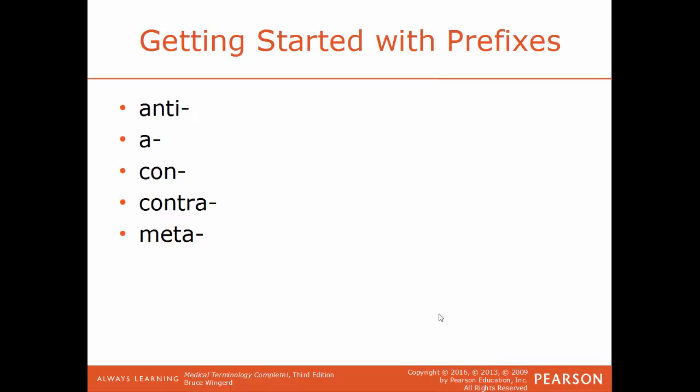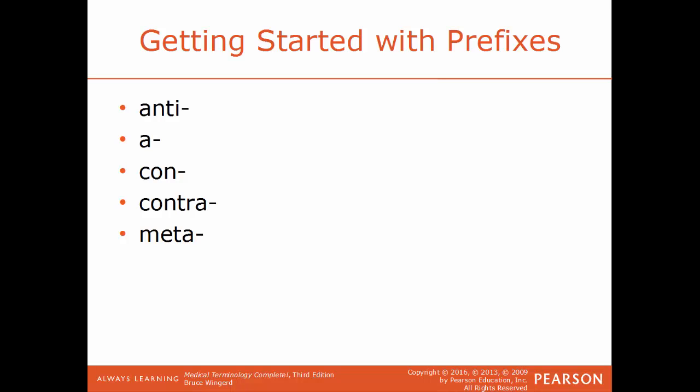So anti means against. And we'll talk about that term again a little more in a second. A, we talked about a second ago, means without. Con means together or with. Contra means opposite or against. Body parts that are contralateral are on opposite sides of the body, such as your right arm and left leg. They're opposite sides of your body. They are contralateral. Meta means beyond.